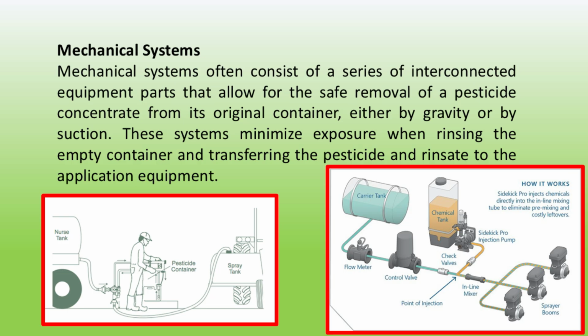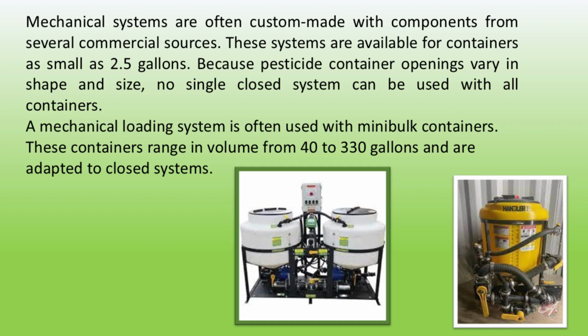Mechanical systems often consist of a series of interconnected equipment parts that allow for the safe removal of a pesticide concentrate from its original container, either by gravity or by suction. These systems minimize exposure when rinsing the empty container and transferring the pesticide and rinsate to the application equipment. Mechanical systems are often custom-made with components from several commercial sources. These systems are available for containers as small as 2.5 gallons. Because pesticide container openings vary in shape and size, no single closed system can be used with all containers.